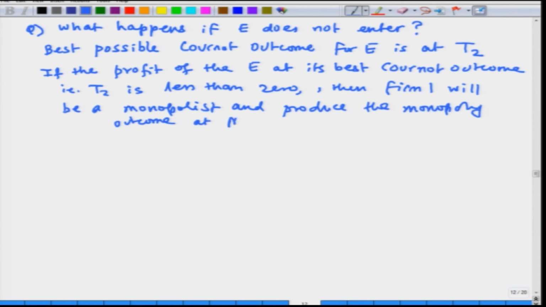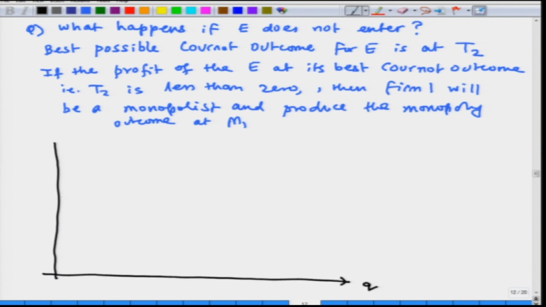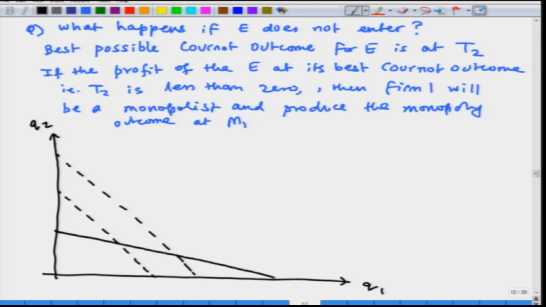So, let us call it M1 and let us depict it. Let us just depict it first. If we have Q1 and Q2, the best response functions of firm 1 and 2, this is T, this is V. So, firm 2's profit is such that even at its best possible Cournot outcome, its profit is negative. Then firm 1 essentially is a monopolist and will produce the monopoly output at M1.